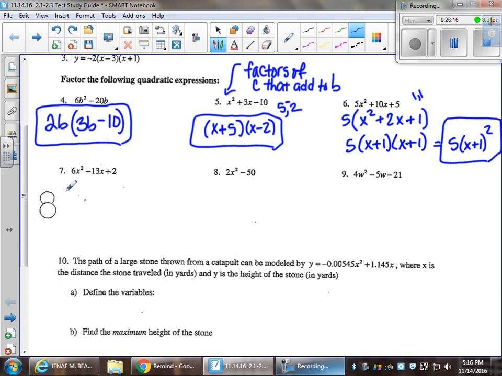Number 7, 6x squared minus 13x plus 2. Oh man, there is no GCF because 6 is even, 2 is even, but look at 13. You can't factor out a 2 from that. So still not too bad though. I mean, this is not that big. So I would say guess and check, inner, outer equals middle.